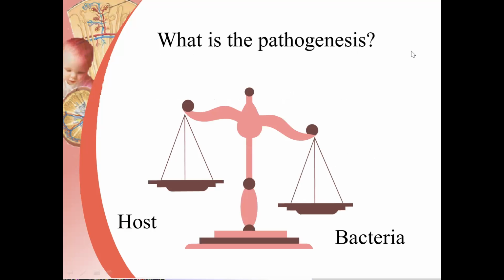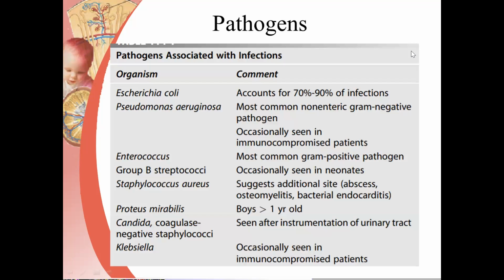Now, what is the pathogenesis? The urinary tract infection in children essentially can be dealt with like an interaction between the host and the organism. So the host is the child and the bacteria is the organism. So if the host becomes weak, the bacteria can attack, or if the bacteria becomes strong, the host cannot resist, like that. So E. coli is the commonest organism, accounting for around 80 to 90% of infections, followed by Pseudomonas, the most common non-enteric gram-negative pathogen.